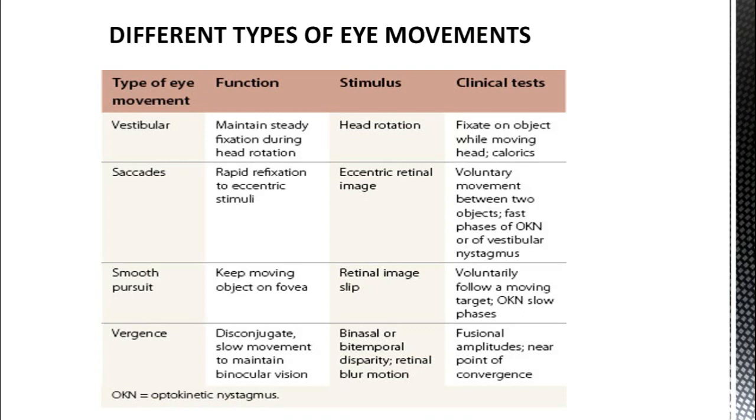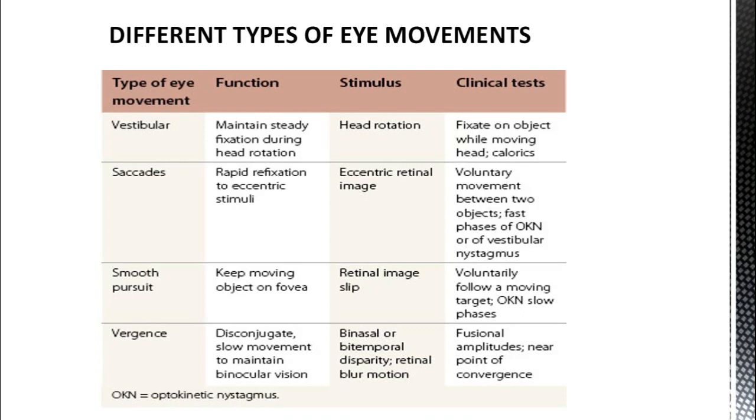And vergence means that the eyes move in opposite directions while observing objects, and that's how vergence is measured. So it is a disconjugate movement, as it is mentioned. So the only difference between smooth pursuit and vergence is that smooth pursuit is a conjugate movement, the eyes move together, and vergence is a disconjugate movement.